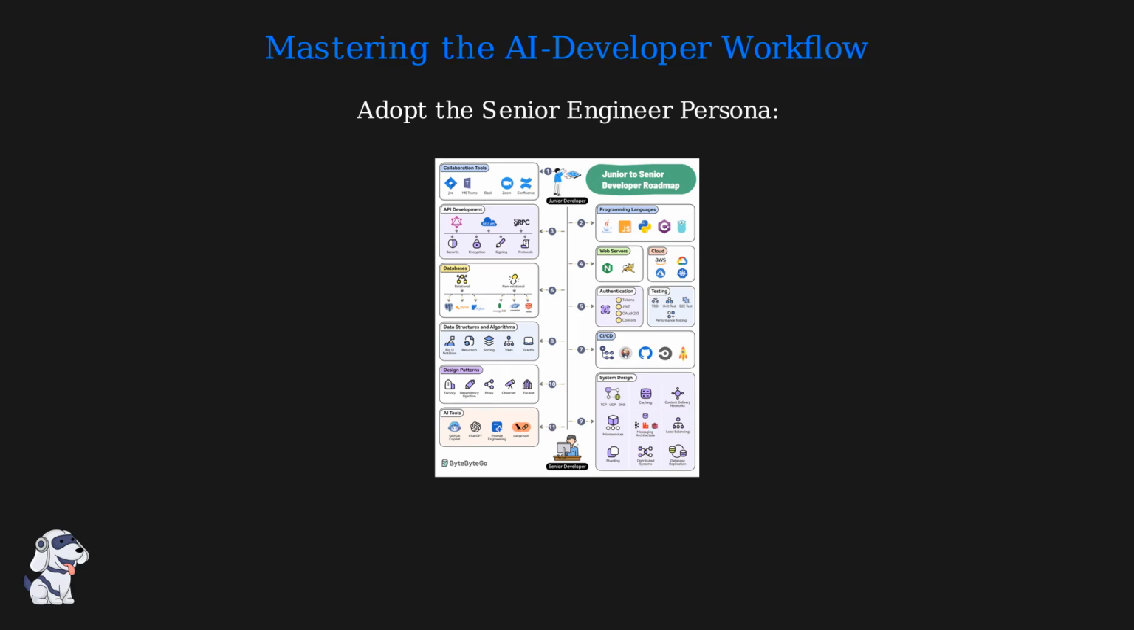To master AI-assisted development, shift from intuitive prompting to systematic engineering. Adopt the senior engineer persona by defining the role clearly in every prompt. By acting as a peer rather than a tool, you ensure the AI focuses on architectural standards and stable code.